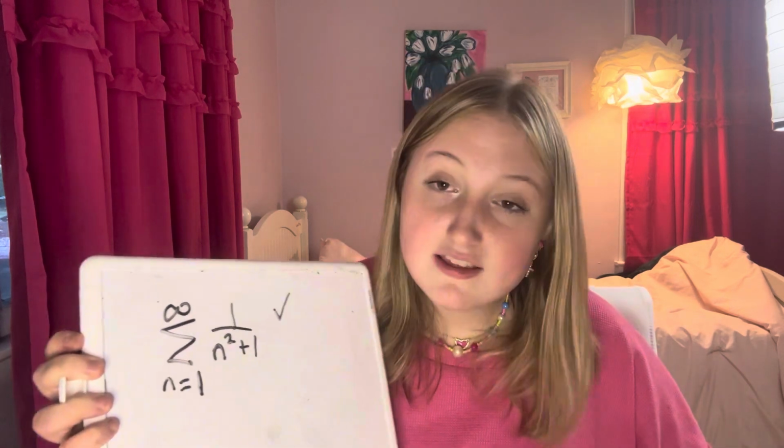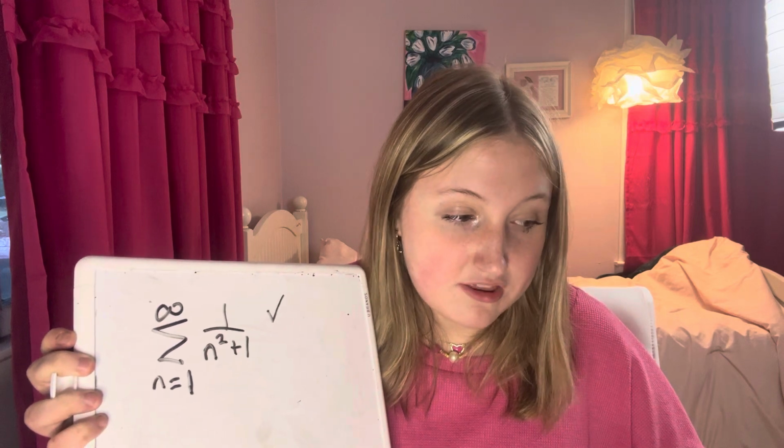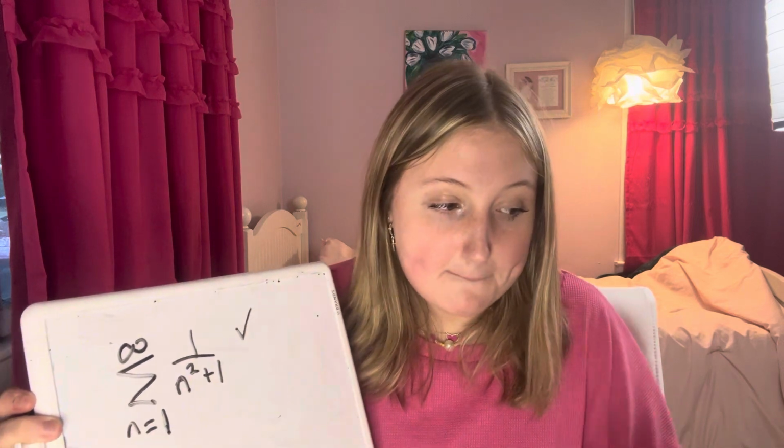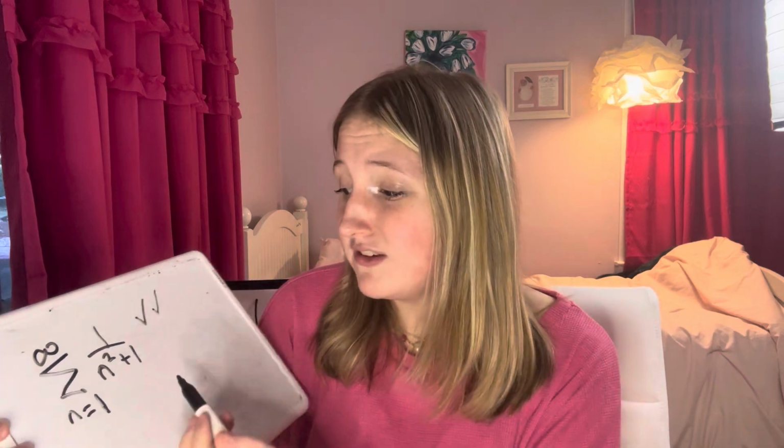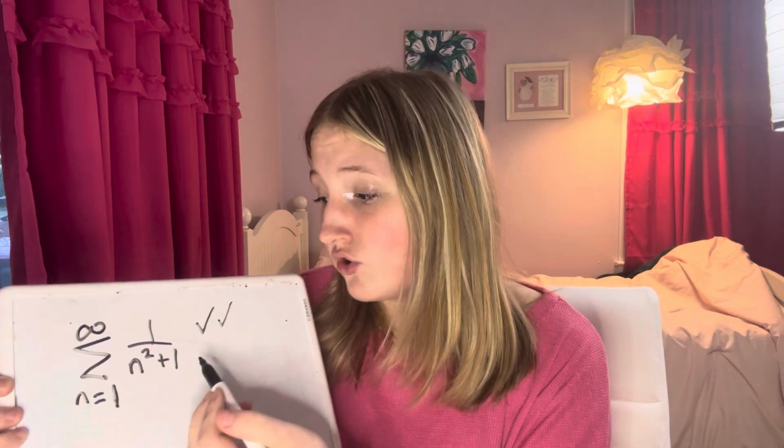So the next thing we need to test is whether this is positive. Now, as you can see, there are no negative signs here, and the n is always going to be positive because it is squared. So we can check off that positive one. And the last one is a little bit trickier and more time-consuming to test, but we have to see whether this is decreasing or not.